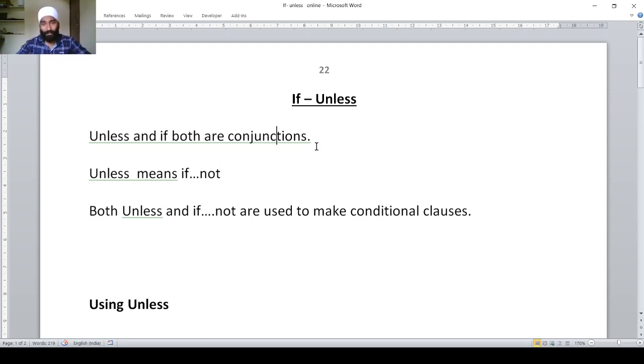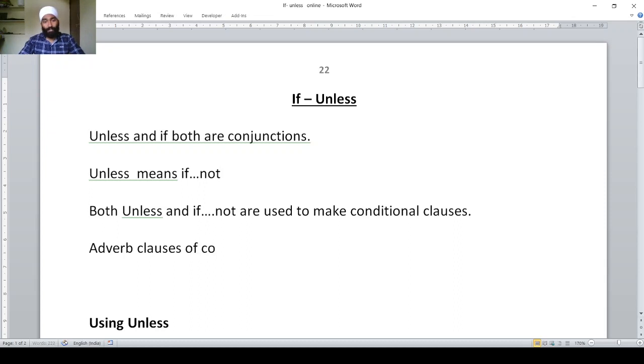Unless means if not. So here unless and if not, both are the same. This is why we can use them interchangeably to join sentences. Both unless and if not are used to make conditional clauses, which show the conditions. We have seen that adverb clauses of condition show the condition. So we always use if not or unless to form adverb clauses of condition.